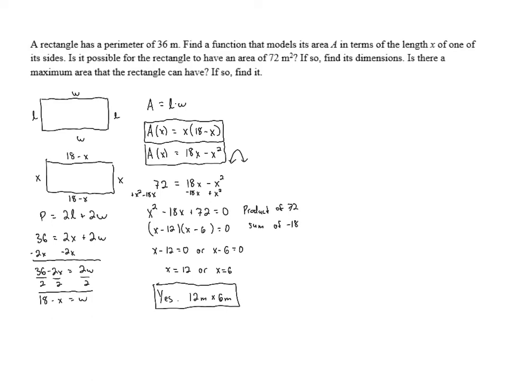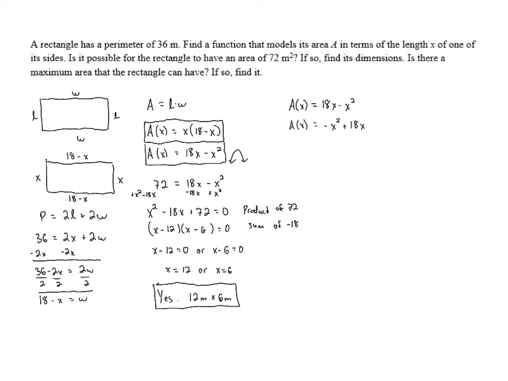I'm going to rewrite our function over here. The area is 18x minus x squared. And I'm going to rearrange the terms so that that negative x squared is out front. That ends up being a little bit nicer.